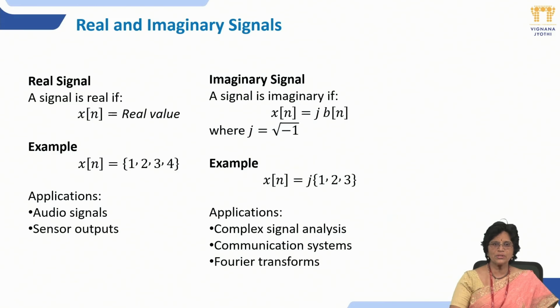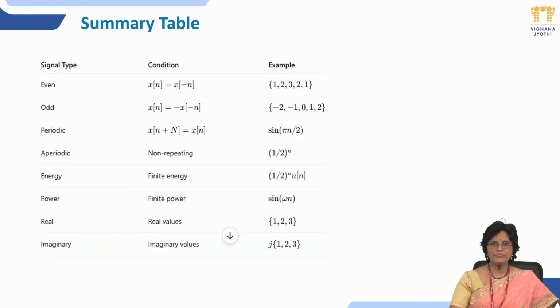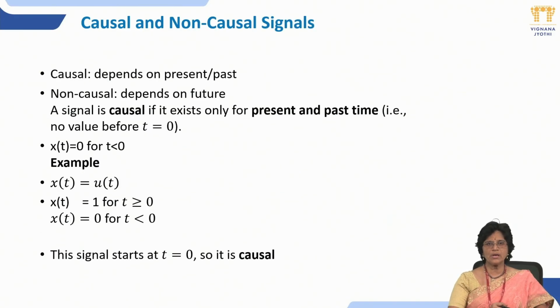So before starting all those courses, you should be familiar with all these concepts. Then all those courses will be very easy for all of you. Now, the summary of this table: I have already discussed what an even signal, odd signal, periodic, aperiodic, energy and power, and real and imaginary signals are. Now coming to another concept, causal and non-causal signals.